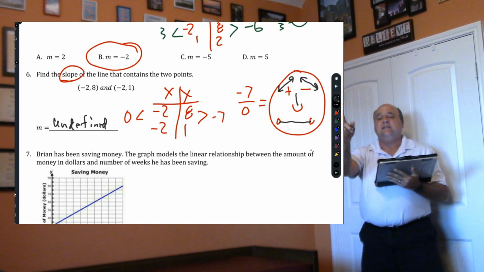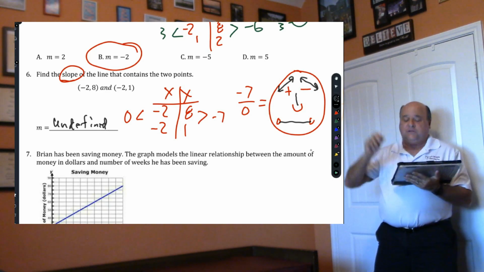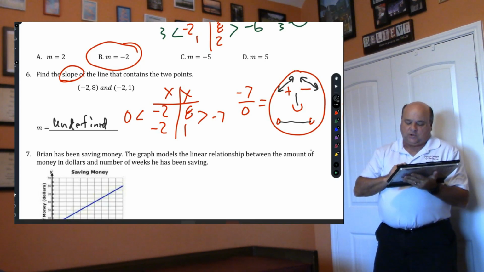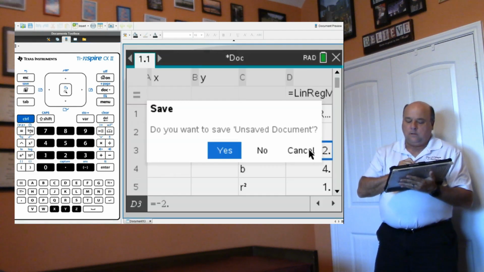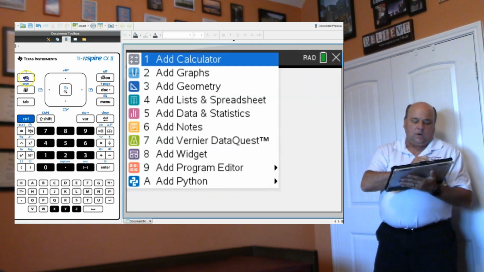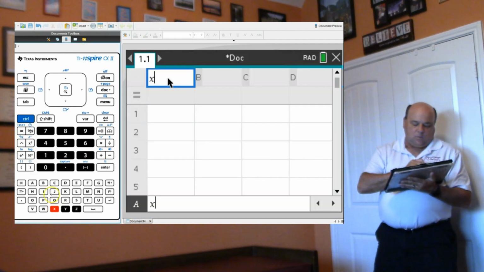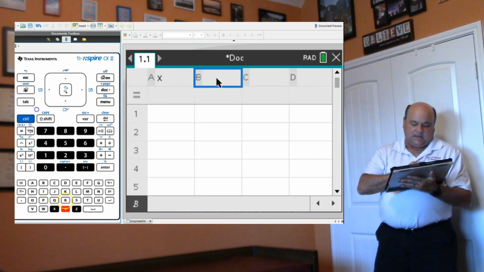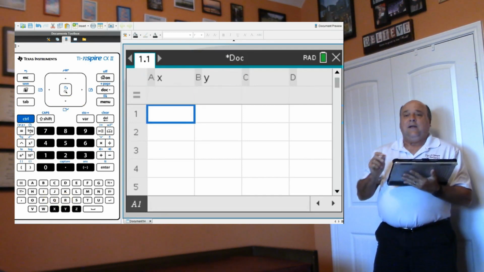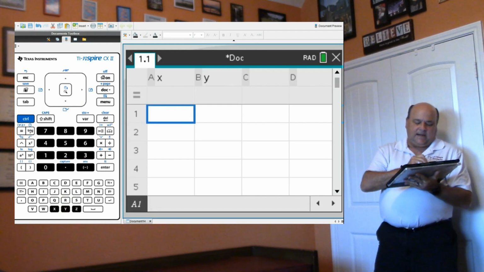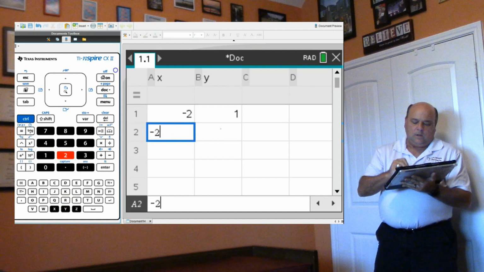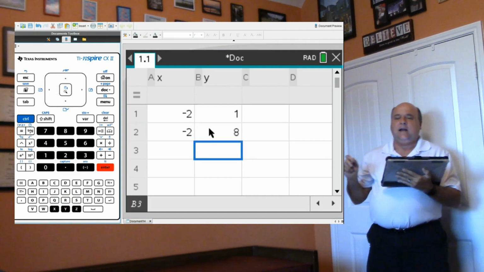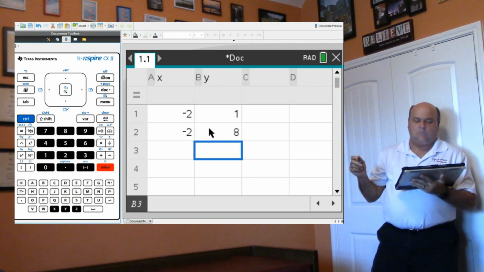Now then, let's put this into the calculator just one time so you can see what happens when you do this. So we're going to go to the calculator. We're going to hit home, 1. We're going to click no. We want a spreadsheet. We got to put x and y at the top every single time, kind of tedious. And then we want our slope. A point, it's negative 2 and 1 and negative 2 and 8. I think I got it backwards, but it's negative 2 both of them, right?